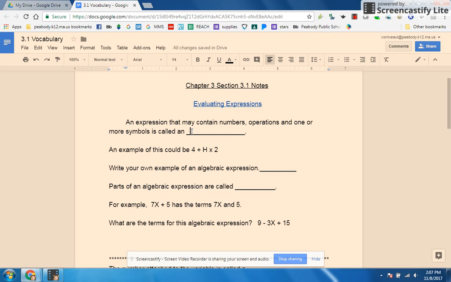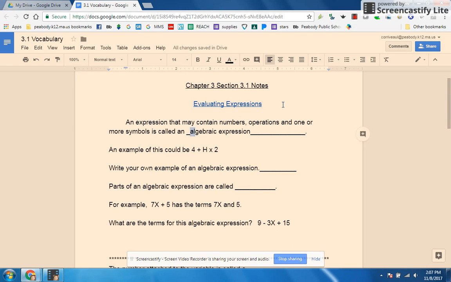An expression that may contain numbers, operations, and one or more symbols is called an algebraic expression. Okay, so how I remember this is when we have symbols, another word for that is variables, and the variables that we usually use in math are letters. So I remember algebraic because it starts with A-L, and so does the word alphabet. So that's how I remember it.